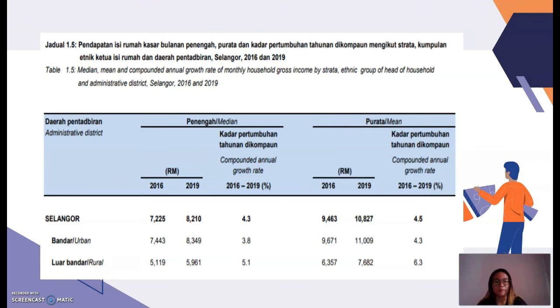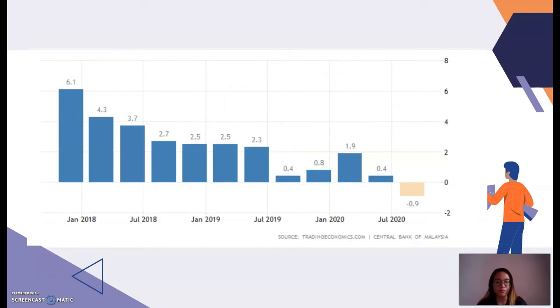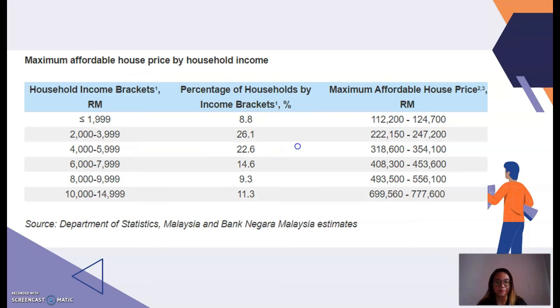So based on the Department of Statistics in Malaysia, the average gross income in urban areas of Selangor had actually increased from 2016 to 2019, from 9,671 ringgit to 11,009 ringgit per month. And it also has a compounded annual growth rate of 4.3%. And the house price index projected a decrease in house price since January of 2018 until the third quarter of 2020. This graph is provided by Trading Economics.